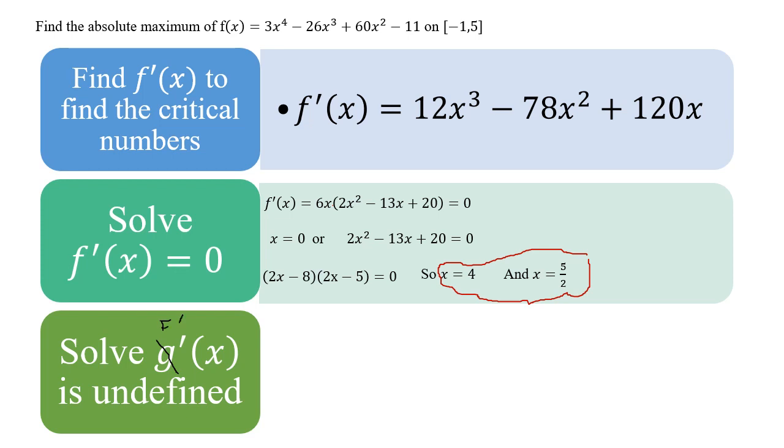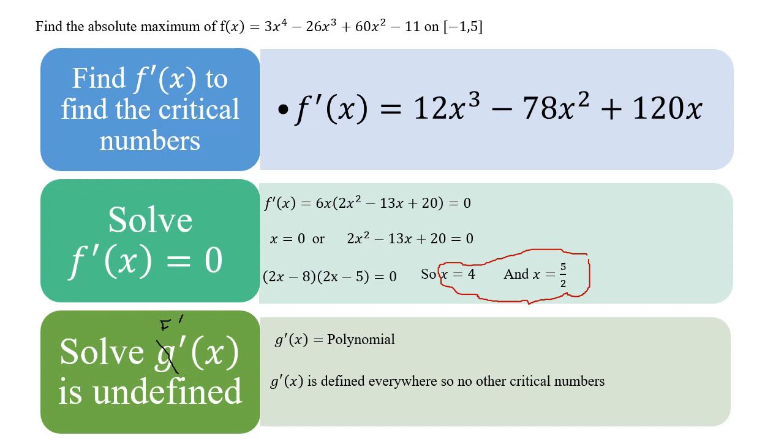All right, but what we can see is that the derivative is a polynomial function, just powers of x. So it's defined everywhere. So there's no x's where the function f prime is not defined. So there's no other critical numbers. The only critical numbers you have are the ones where you have a horizontal tangent line, which are x equals 4 and x equals 5/2.